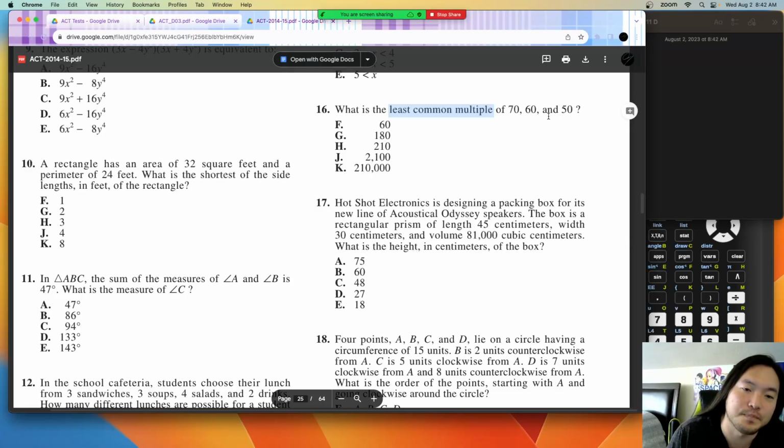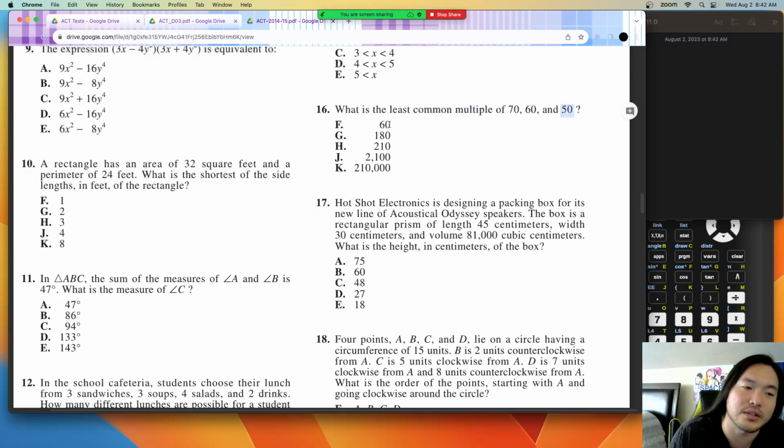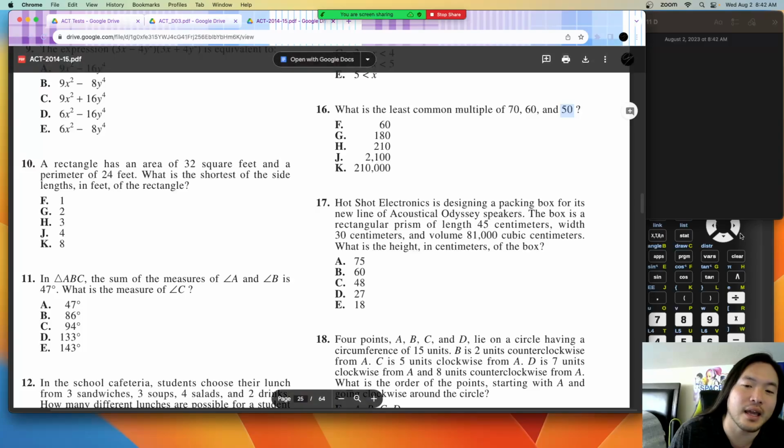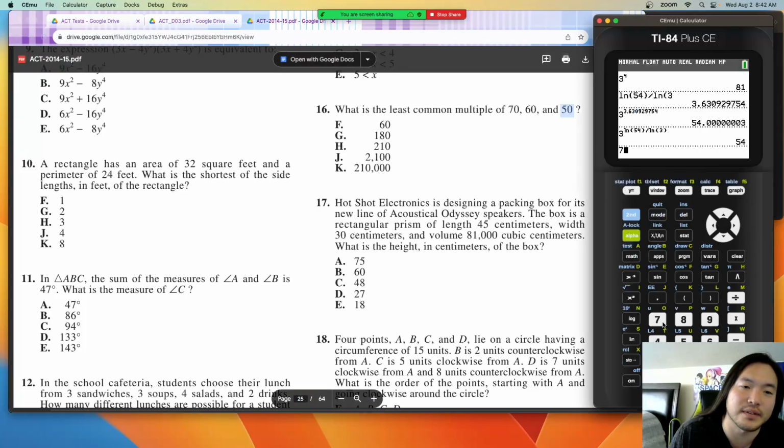How do I know that? Well, dividing by 5 is pretty easy, right? If something is divisible by 50, it's either going to end in 50 or it's going to end in 00. So obviously the answer is not F, G, or H. And K, I think K is probably just 70 times 60 times 50. I feel like that's too easy.